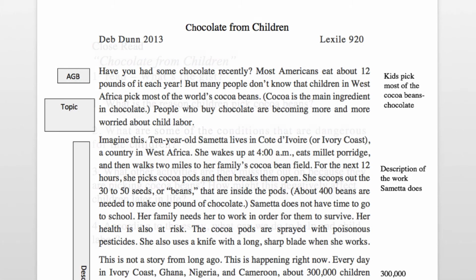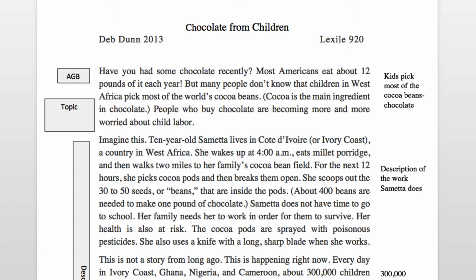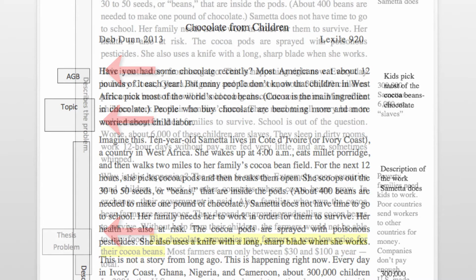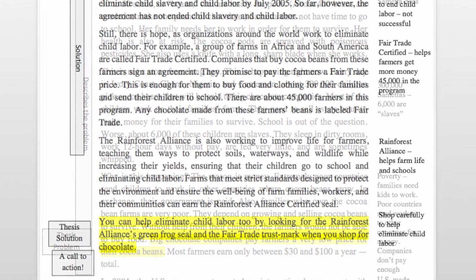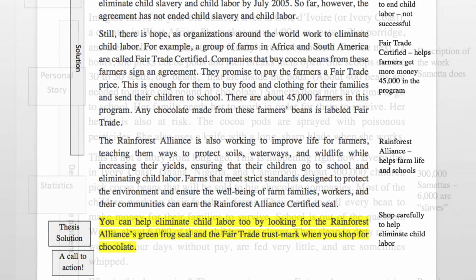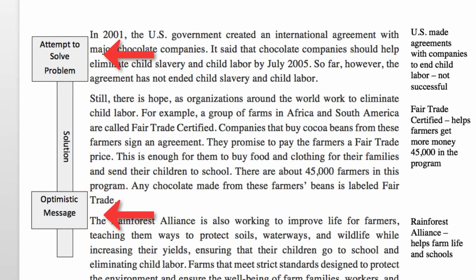The purpose for the second read is to examine the author's craft. How is it written? This read is done stop and start. The reader identifies the elements of the informational text structure and writes them in the left margin of the text. I know that the author used a problem and solution text structure, so I want to identify how and where the problem is presented and how and where the solution is presented. I also want to identify other informational text features.